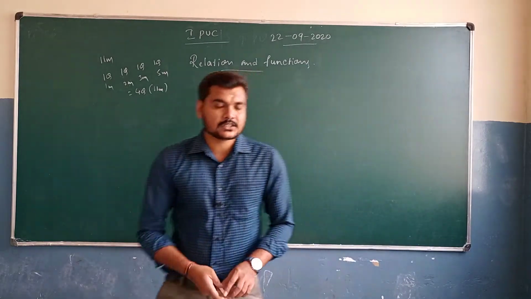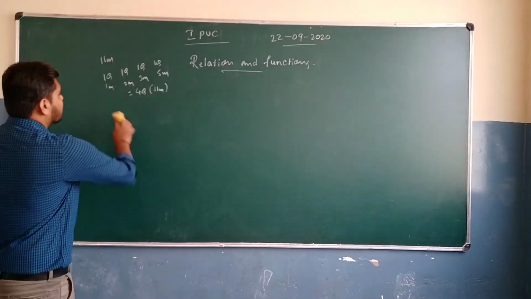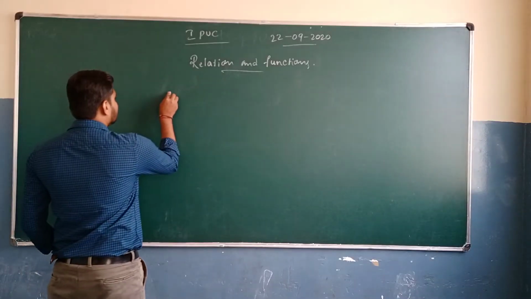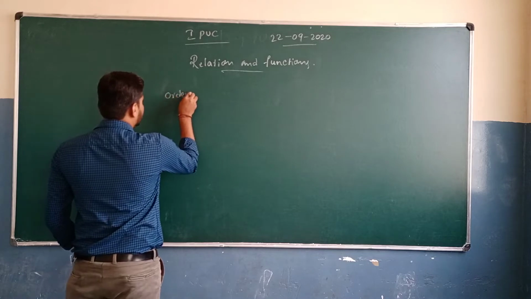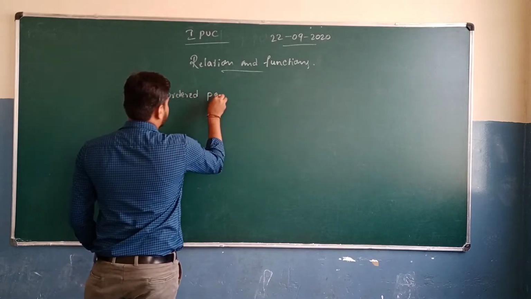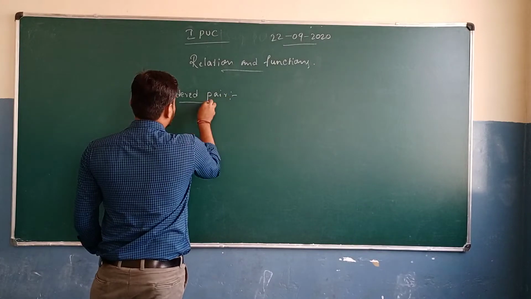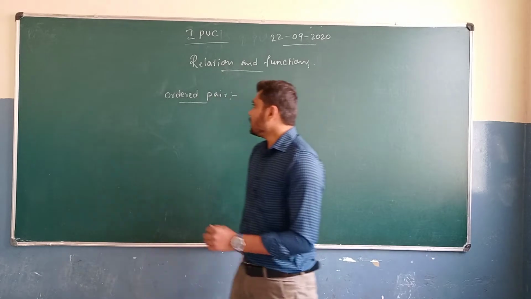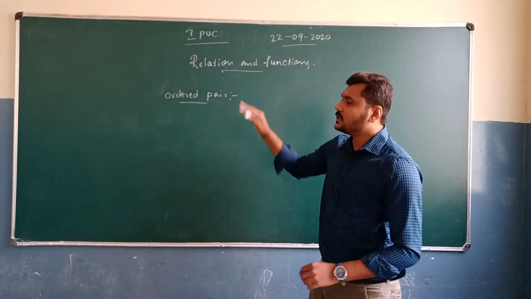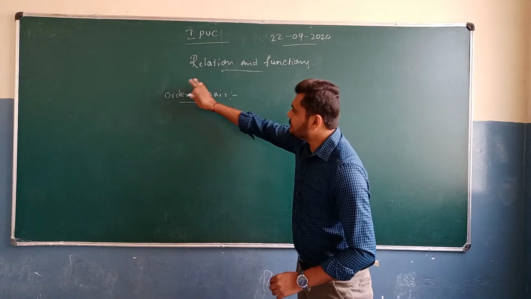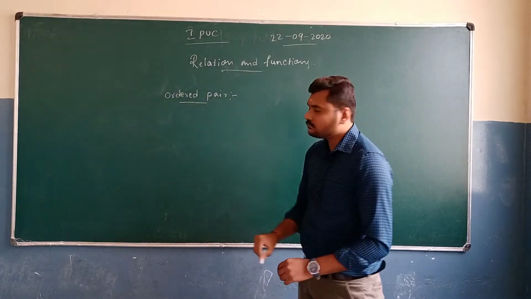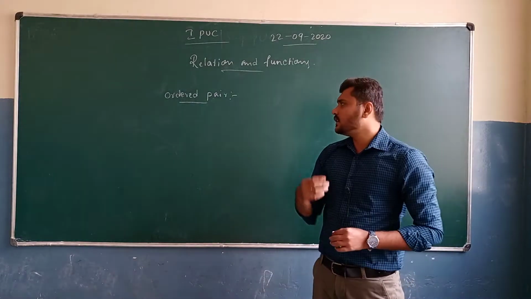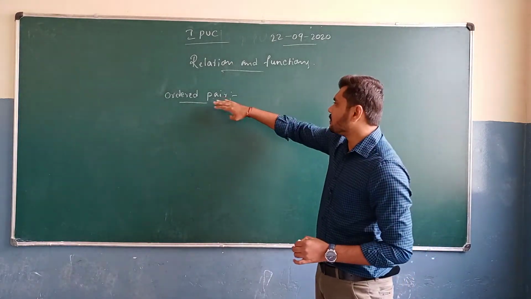So let me begin with the basic concepts of relations and functions. The first concept is the ordered pair. Here, the ordered pair definition says the following. In the name itself they are mentioning pair. So pair, and the Kannada word jodi. In these days we have come across the pair.